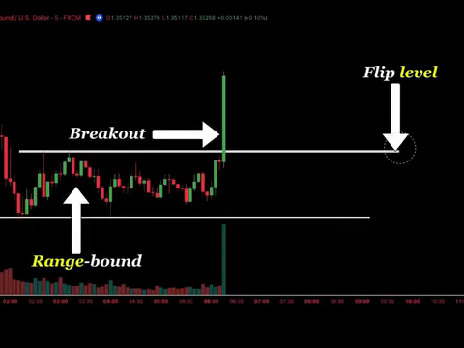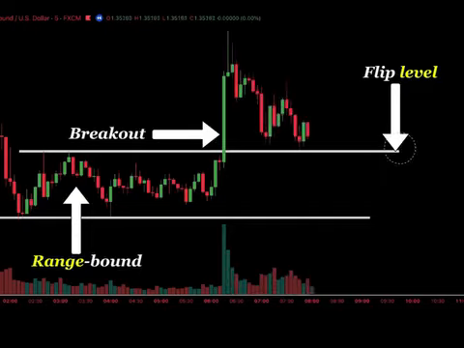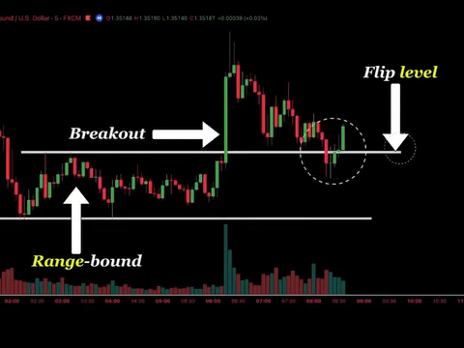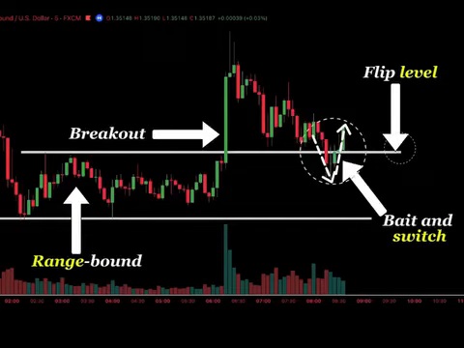Now, instead of chasing the breakout, you wait. You wait for price to pull back to the flip level. When price returns to this level, it breaks below it briefly and then closes back above. This is a bait and switch. It traps sellers and signals that the market is likely to continue higher.